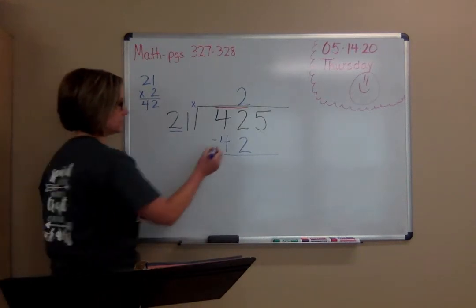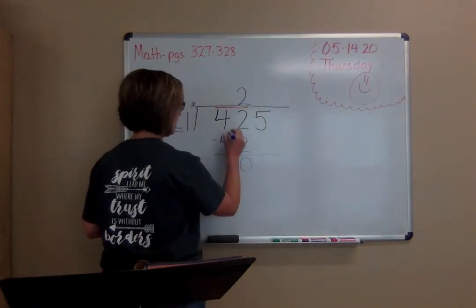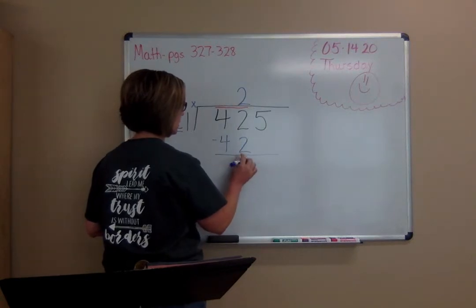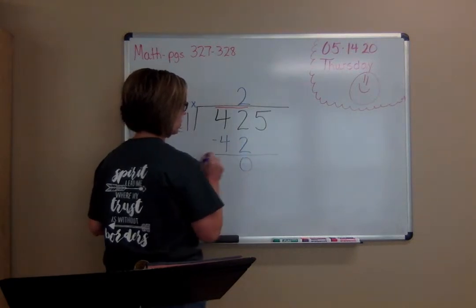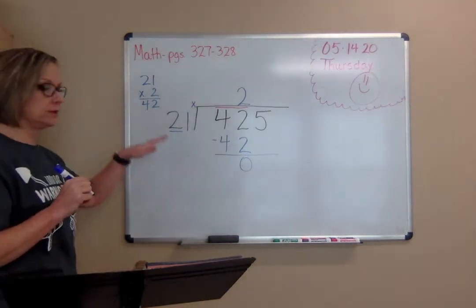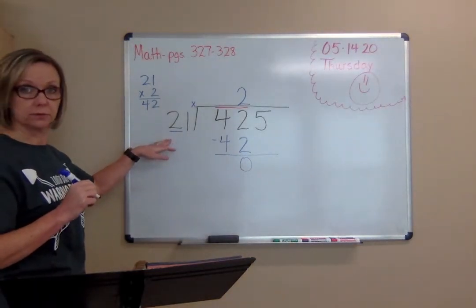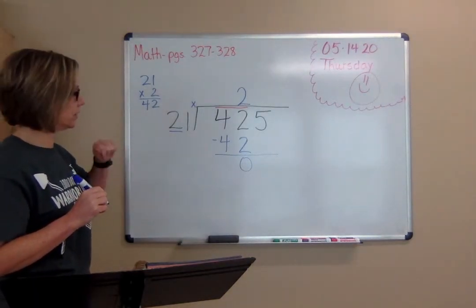So we subtract. 2 minus 2 equals 0. 4 minus 4 equals 0. But now we're going to compare. 0 is smaller than 21. Significantly smaller. So we're okay there.